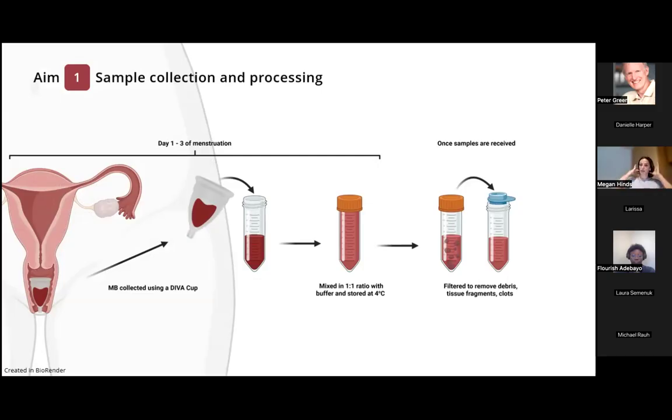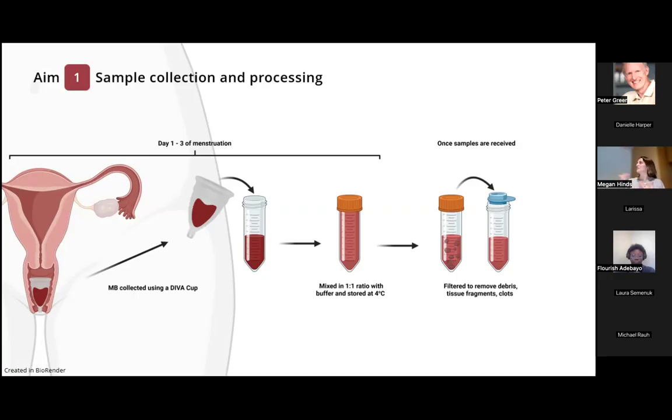So for the optimization process, menstrual blood samples have been collected by healthy participants on days 1 to 3 of menstruation through the use of a Diva cup, which is a brand of menstrual cup which is inserted and collects menstrual blood, not the same as a pad or tampon, which uses absorbency. This menstrual blood is then decanted into a 50 ml conical by the participants themselves, mixed in a 1-to-1 ratio with buffer and stored at 4 degrees until transport to the lab.